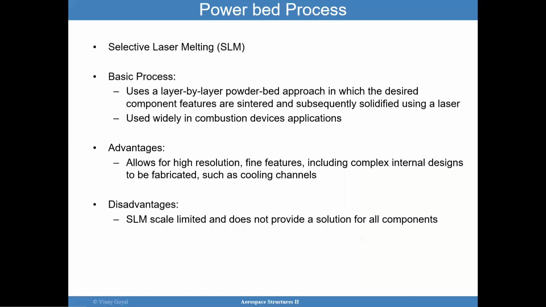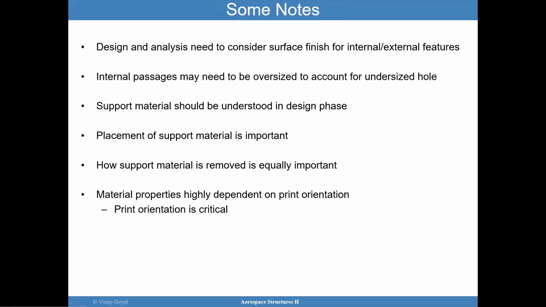Powder bed process is one of the most common ones, and it uses selective laser melting. The basic process is they use a layer by layer powder bed approach in which the desired component features are sintered and then solidified using a laser. So this is used widely in combustion devices. The advantage is that it allows high resolution, fine features, including complex internal designs to be fabricated, such as cooling channels. The disadvantage is that you're scale limited and it cannot provide a solution for all components.